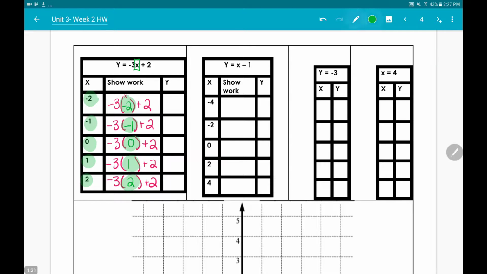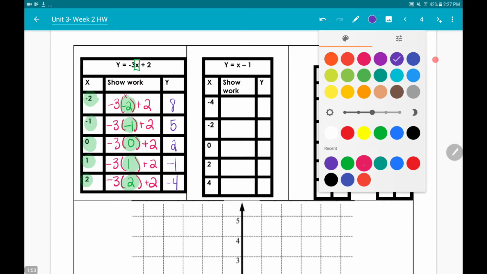So now we can go ahead and use a calculator to figure out what our y values are. So I'm going to do that. So that's 8. And 5. And then 2, -1, and -4. Okay, so go ahead and try that for the next one.